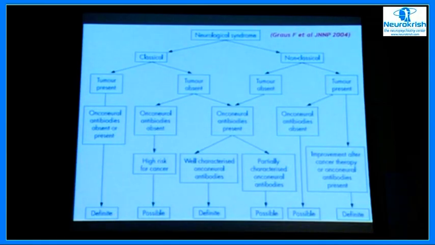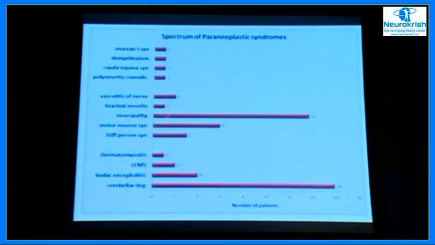Now, this is basically a gross overview of paraneoplastic syndromes, of classical paraneoplastic and non-classical, tumor present, tumor absent, onconeural antibodies present, onconeural antibodies absent. And these are definite and possible. These are various criteria. And this is again a busy cartoon, so that you can just look at it; it shows the spectrum of the paraneoplastic syndrome we had. We had patients with limbic encephalitis, about 4 patients, stiff person syndrome 3.